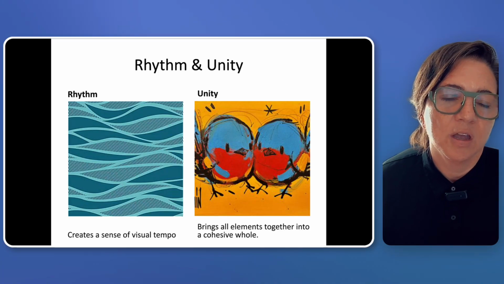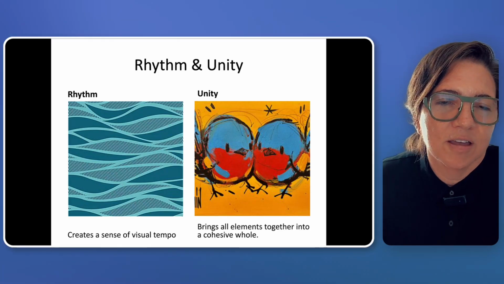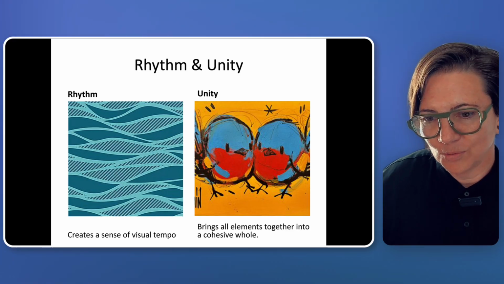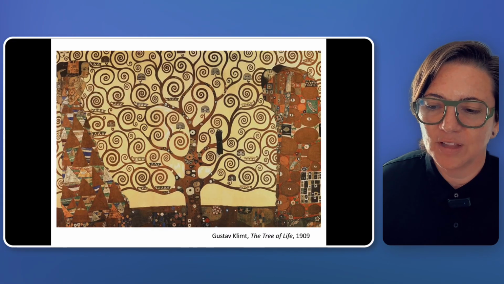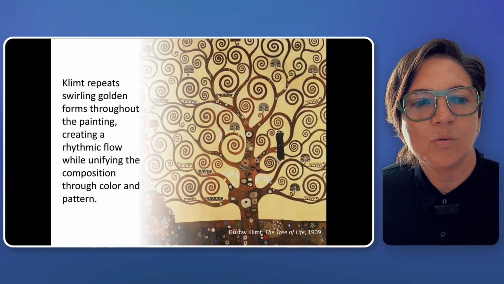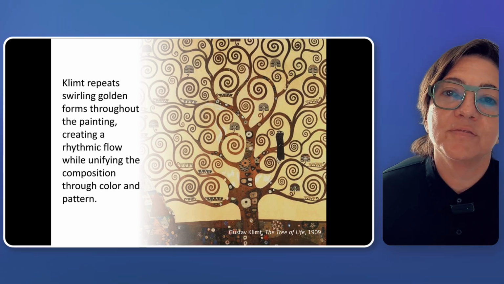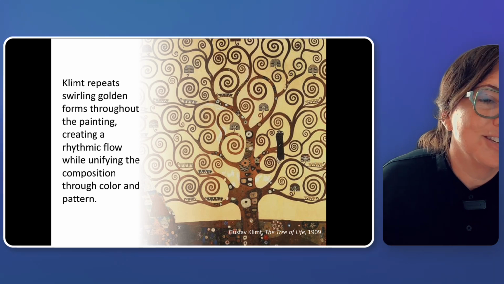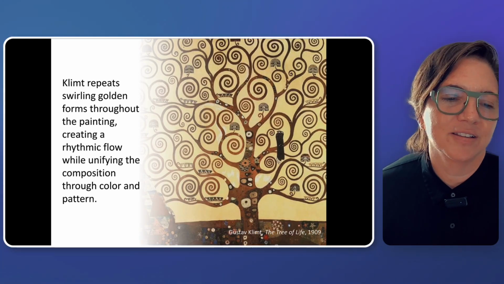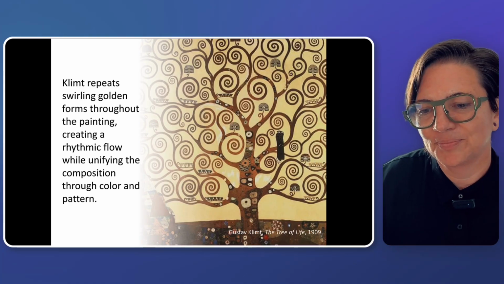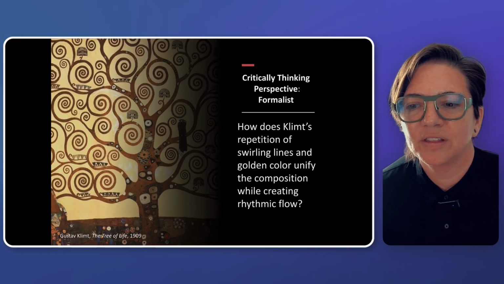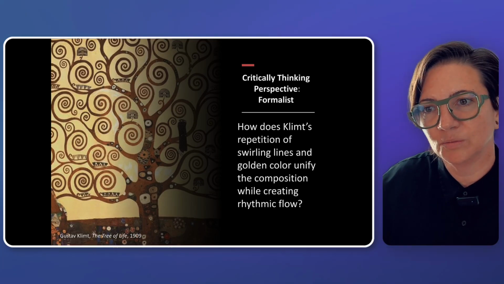Rhythm and unity. Rhythm creates a sense of visual tempo, and unity brings together all the elements into a cohesive whole. Here we have Klimt's Tree of Life, 1909. Klimt repeats the swirling golden forms throughout the painting, creating a rhythmic flow while unifying the composition through color and pattern. How does this repetition of swirling lines and golden color unify the composition while creating a rhythmic flow?